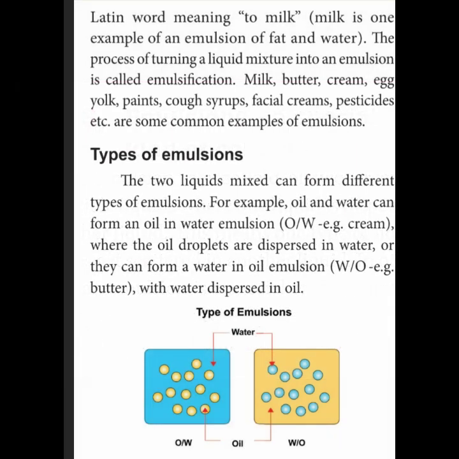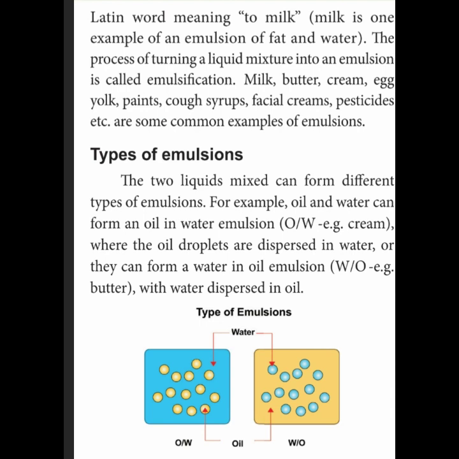Now, there are two types of emulsions: oil in water emulsion and water in oil emulsion. Oil in water means water is the maximum amount and oil is little. Water in oil emulsion means oil is the maximum and water is very little. So two liquids mixed can form different types of emulsions. For example, oil and water can form an oil in water emulsion, for example cream, with oil droplets dispersed in water, or they can form a water in oil emulsion, for example butter, with water dispersed in oil.